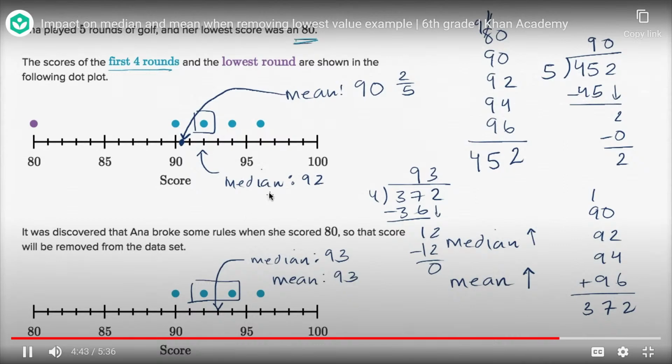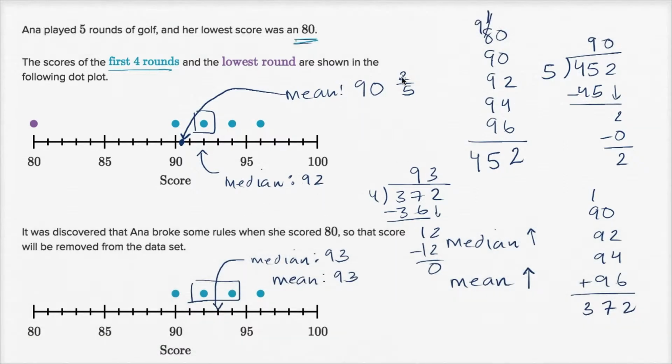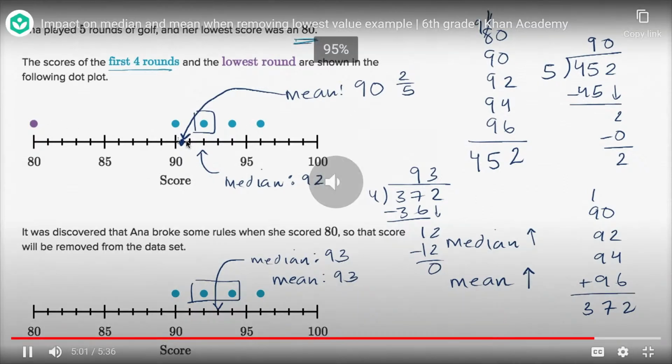So you see that the median went from 92 to 93. It increased. The mean went from 90 and 2/5 to 93. So the mean increased by more than the median. They both increased, but the mean increased by more. And it makes sense because this number was way, way below all of these over here. So you can imagine if you take this out, the mean should increase by a good amount.